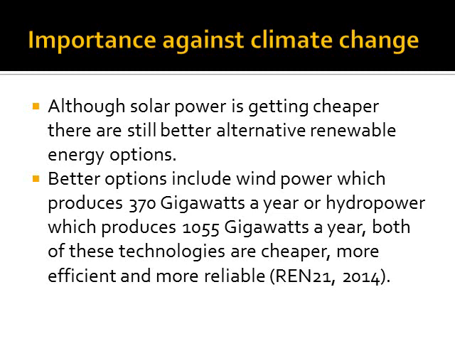Although solar power is getting cheaper, there are still better alternative renewable options. One example of a much better renewable option is wind, which produces 370 gigawatts a year, or hydropower, which now produces 1,500 gigawatts a year. The reason for these producing high amounts of energy a year is that they are cheaper, more efficient, and reliable compared to solar power.